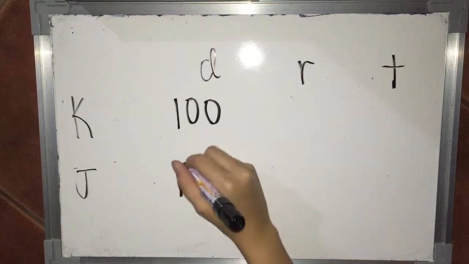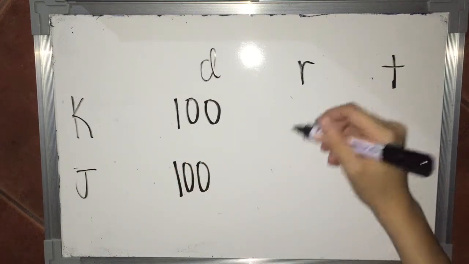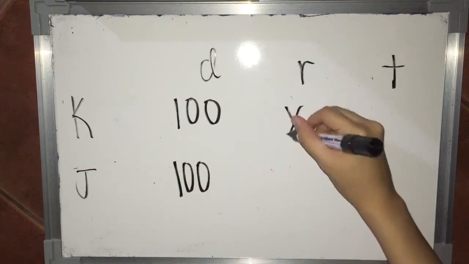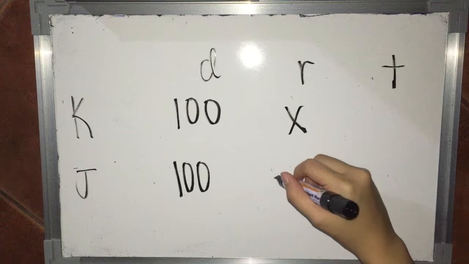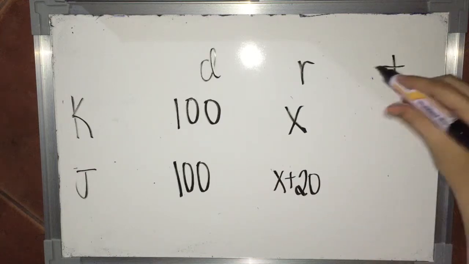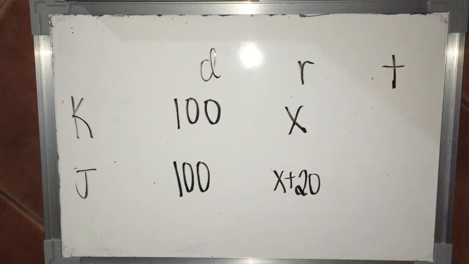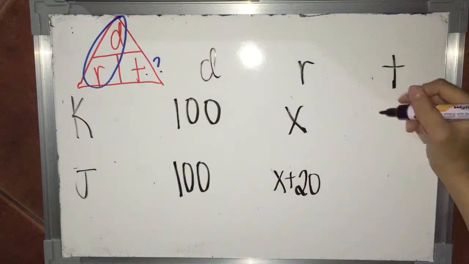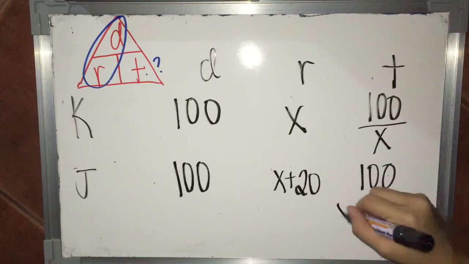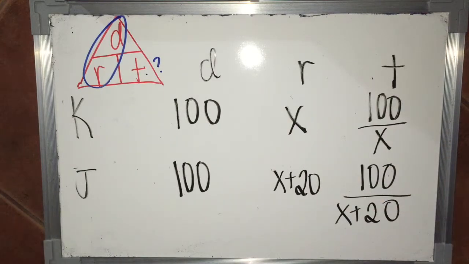For rate, since Kobe's bus's speed wasn't described, the value would be x. And then since Jordan's bus's speed had a description which said it was faster by 20 kilometers per hour, we'll put x plus 20 as the value for Jordan's rate. So to get the time, it is distance over rate. So for Kobe, it's 100 over x. And then for Jordan, it's 100 over x plus 20.